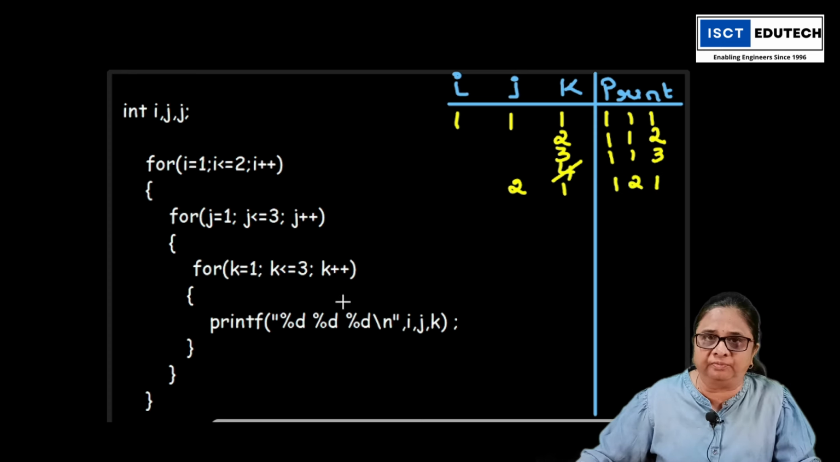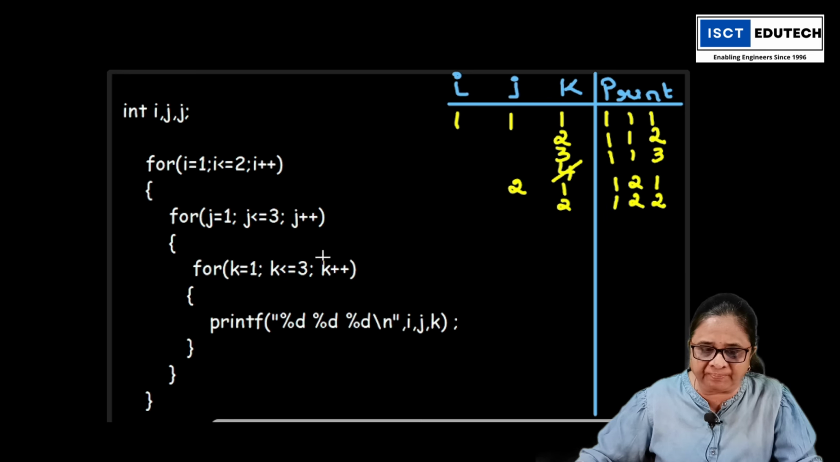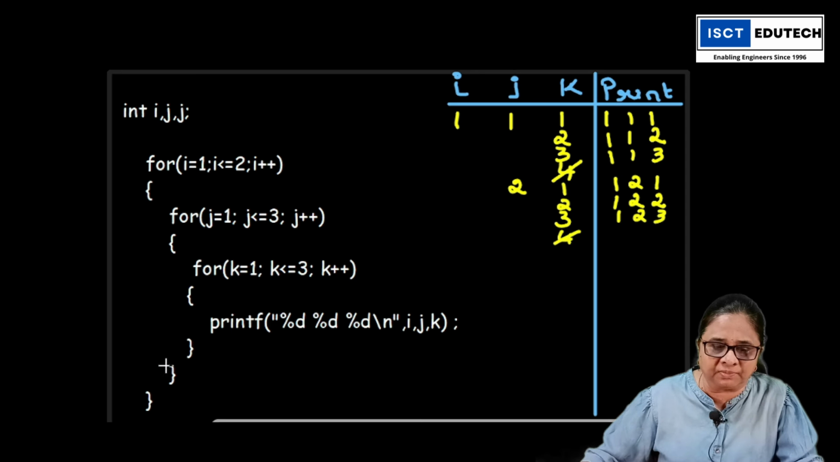Now we are in which loop? We are in the K loop. So now only K will change. So K becomes 2. K is less than or equal to 3. Enter. What is printed? 1, 2, 2. Then again K plus plus. So it is 1, 2, 3. K becomes 4, false. Comes out of the K loop. It is a continuation of the J loop. It goes back to J plus plus.